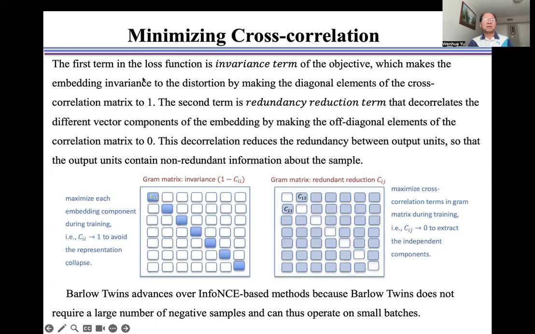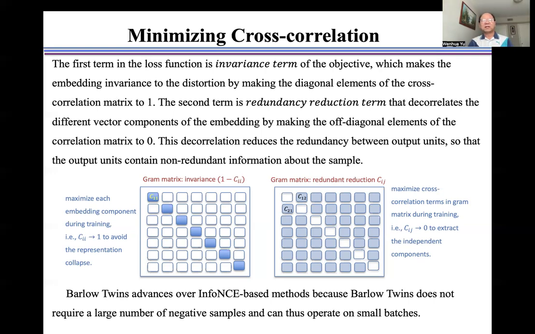The first term in the loss function is the invariance term of the objective, which makes the embedding invariant to the distortion by making the diagonal elements of the cross-correlation matrix equal to 1. The second term is a redundancy reduction term that decorrelates different vector components of the embedding by making the off-diagonal elements of the correlation matrix equal to 0.